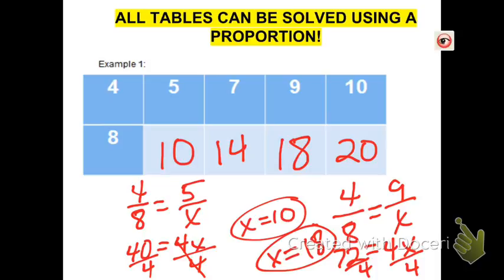Now, we can check it to make sure it's going to work every time. And in this case, it did. But it's not always going to work the same way. So, when in doubt, write a proportion. That's my hint to you. So, let's go to example number 2.